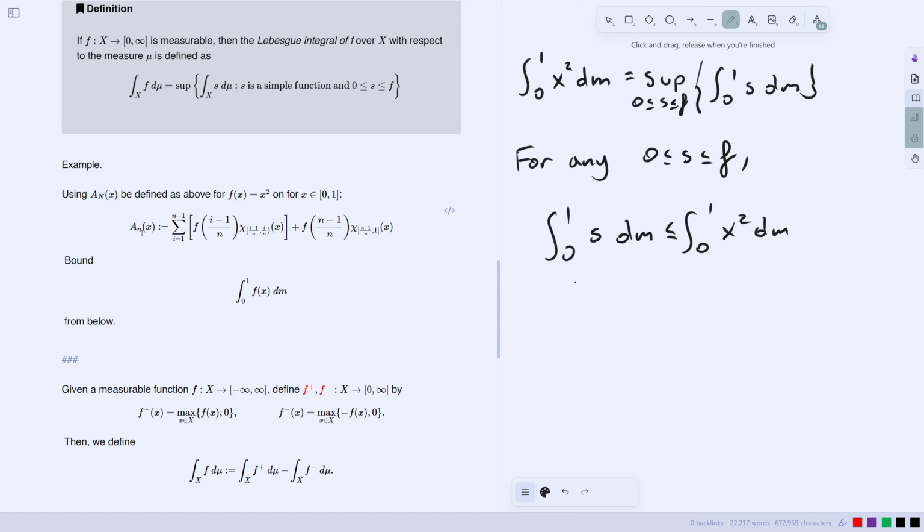We'll just go ahead and take the limit, right? Because this is increasing, as we talked about. This is an increasing sequence of simple functions. We'll take the limit as n goes to infinity to get a tight lower bound on this Lebesgue integral with respect to the Lebesgue measure.